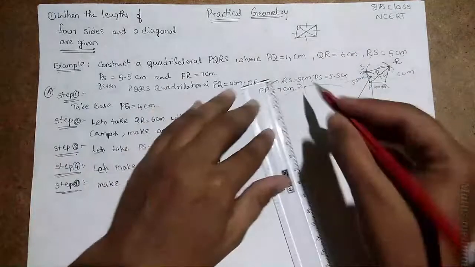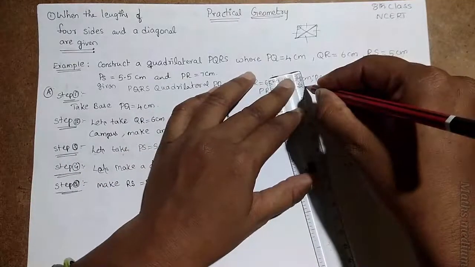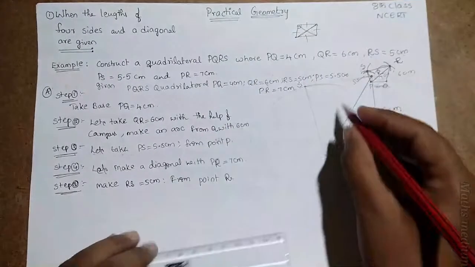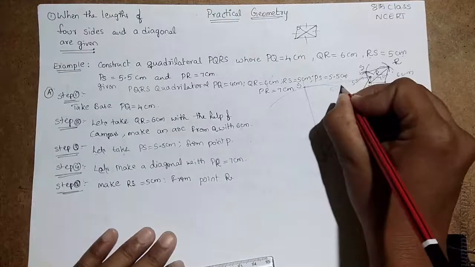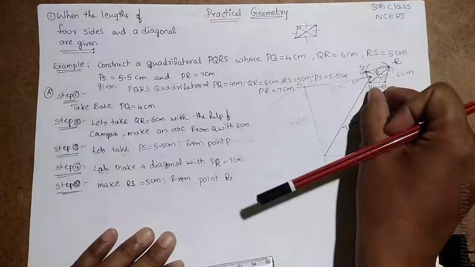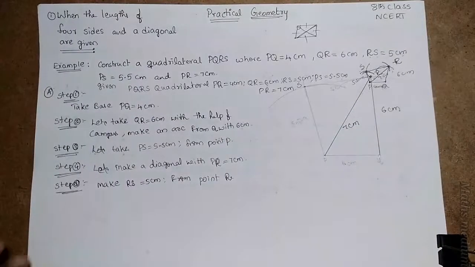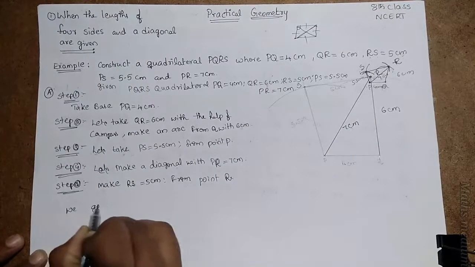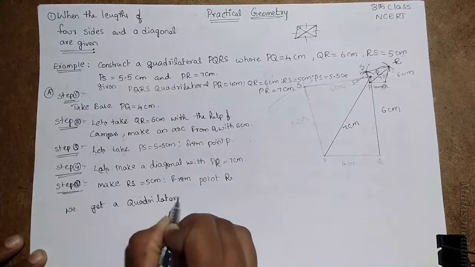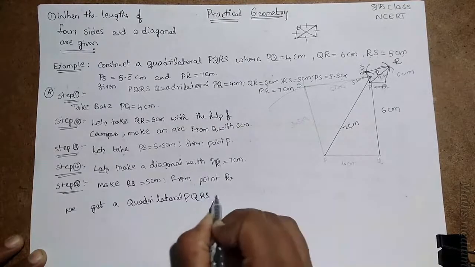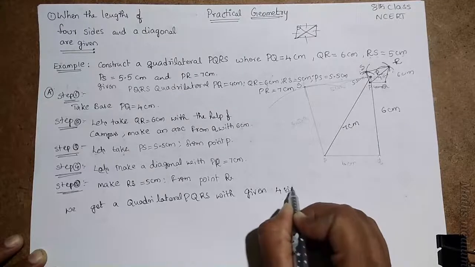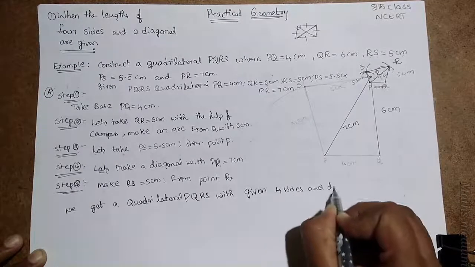So now finally join the lines PS and SR like this. So SR is 5 centimeters and PS is 5.5 centimeters. See here, this is similar to this diagram, right? So we get finally a quadrilateral PQRS with the given 4 sides and a diagonal.